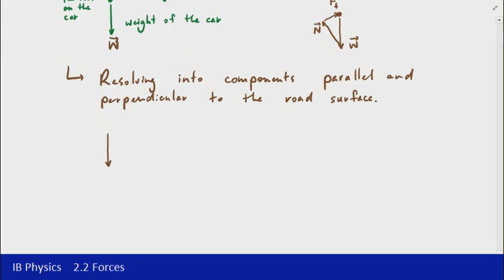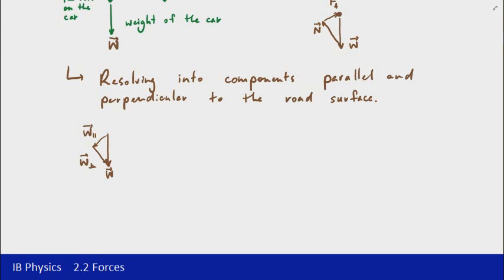So if that's our weight force acting down, what we really need to do is break that up into 2 components, one that's going to be parallel to the road surface, so we'll call that W parallel, and the other that's perpendicular, so that will be that one coming down in that direction, and we'll call that W perpendicular, so just a little perpendicular symbol. So there's the 2 components.